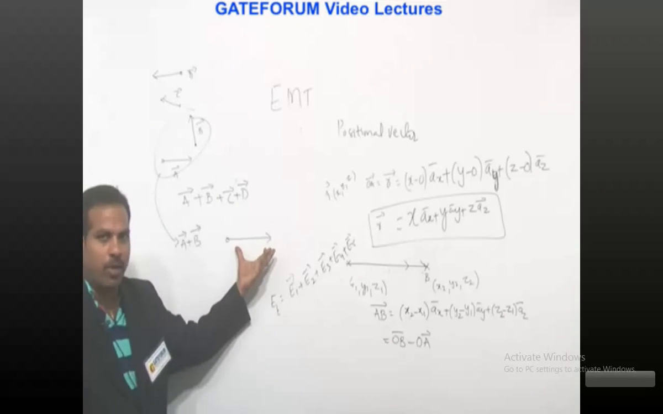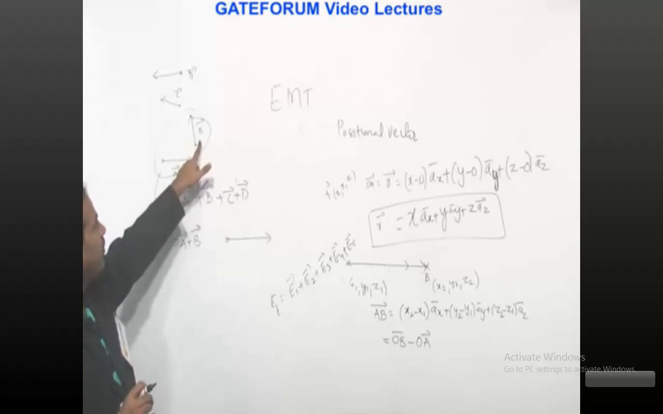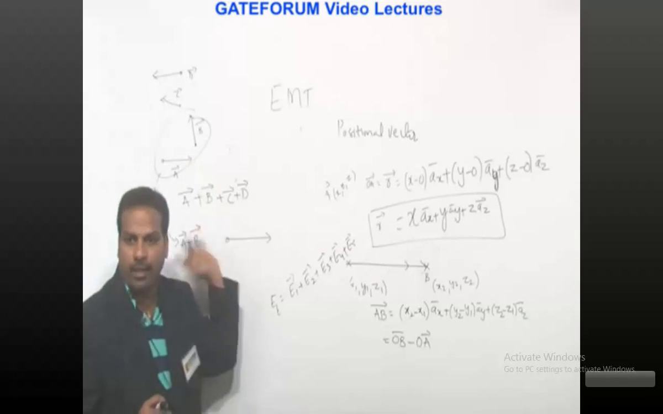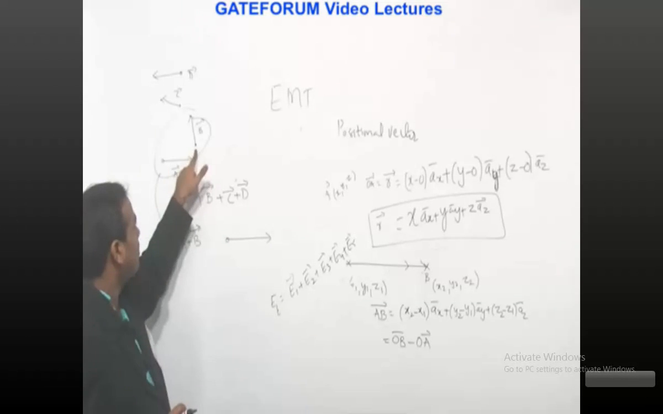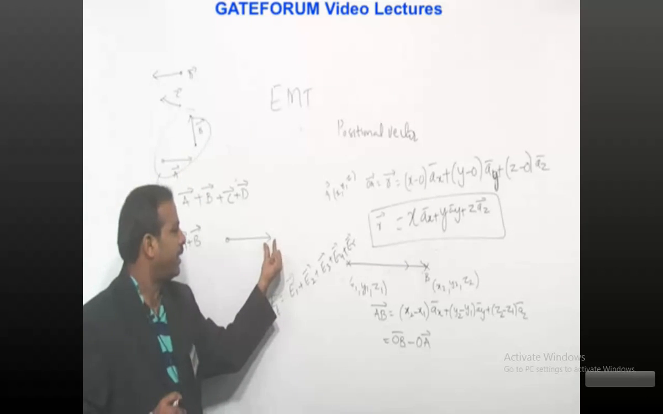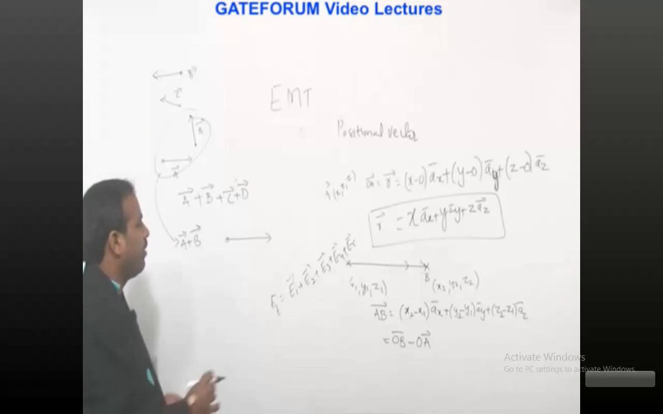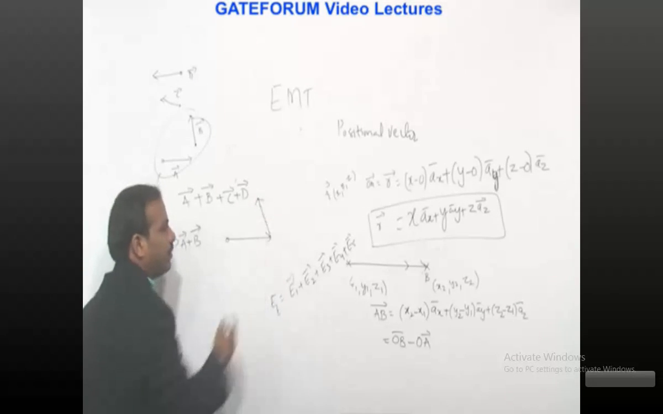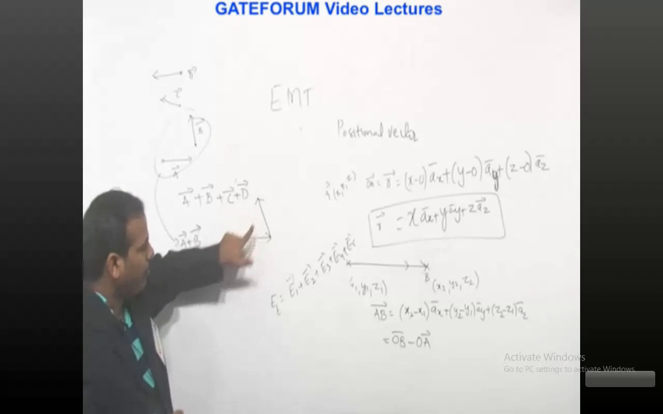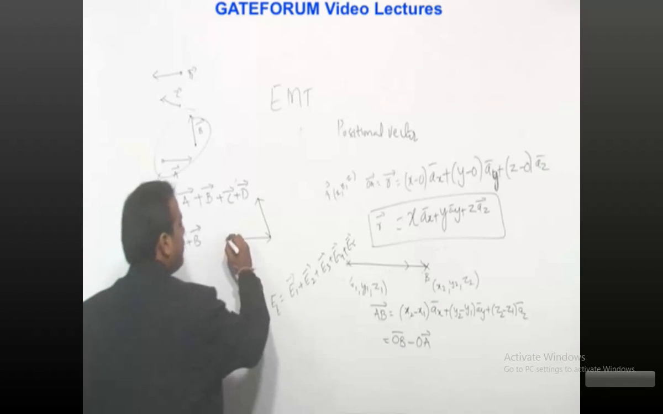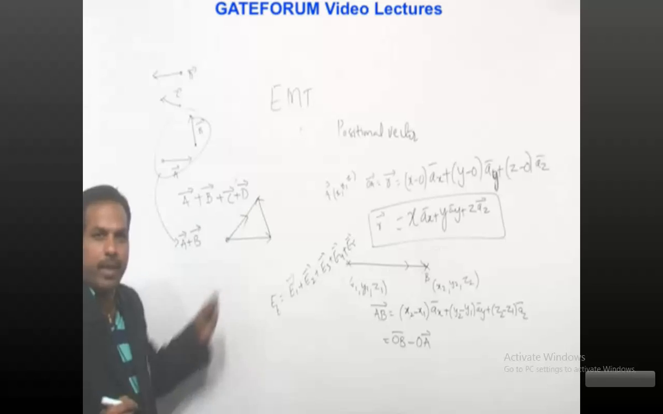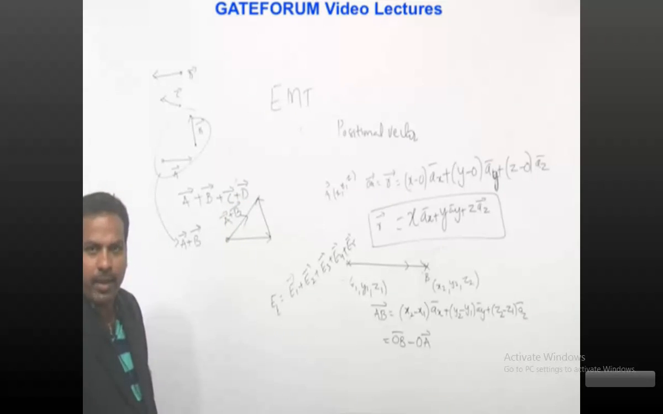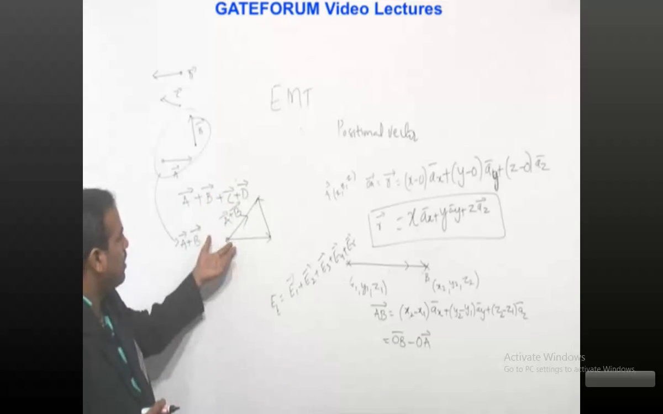Now I am taking A bar as it is, making no changes to it. But I am taking B bar and moving it parallel to itself to the tip of the other vector. This is A bar, with its starting tip and its ending, terminating tip here. At this tip I start B bar, moving it parallel to itself, so B bar will be like this. Now join the starting of the first vector and the ending of the second vector, these two points. This becomes the addition of the two vectors, A bar plus B bar. That's how we add two vectors.